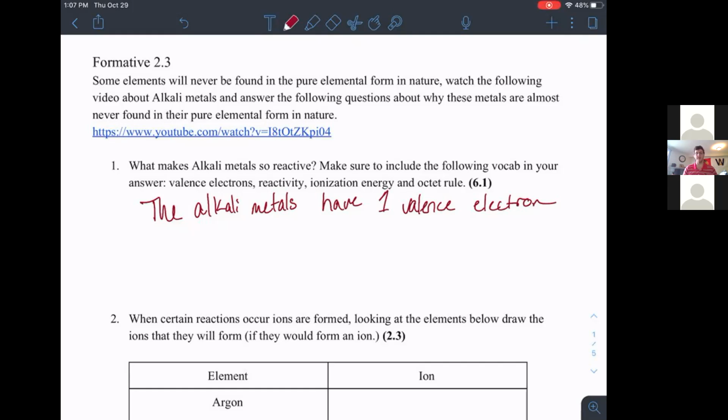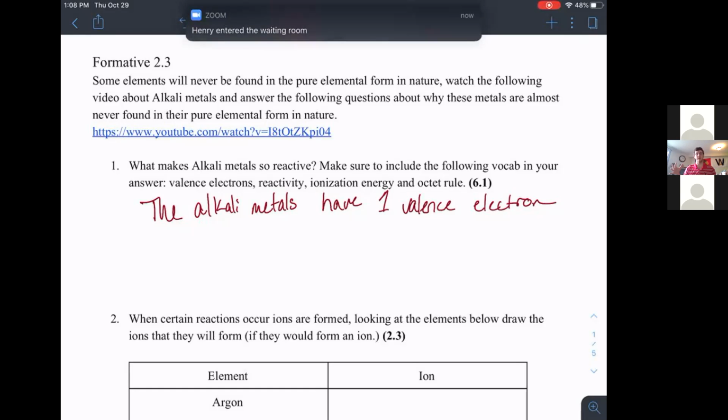I'm not going to write all of that out, but if you included those 4 terms in some way, explaining how it has one valence electron and how its ionization energy is going to be weaker because it has a small attraction between its protons and electrons, because they are farther away from one another.